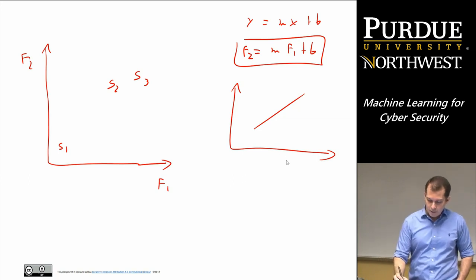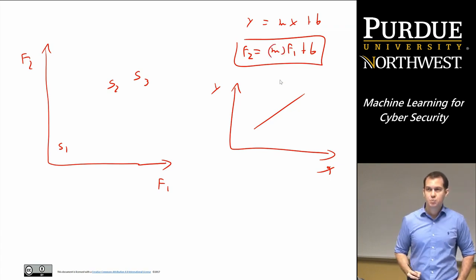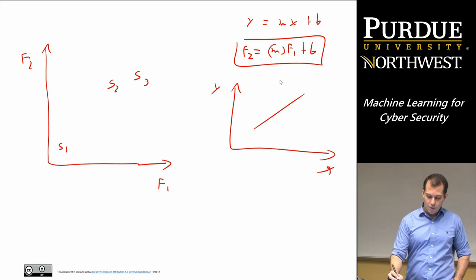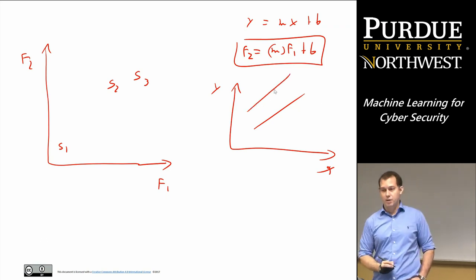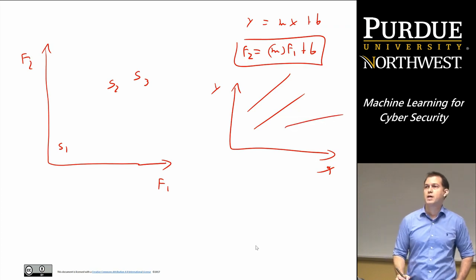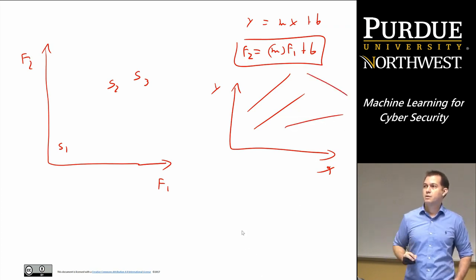So remember that the f1 or the x1 values can be whatever. Any value in y is correlated to any value in x. But the thing that determines that correlation is these parameters, m and b. If I draw another set of m and b, I get another line. Another set of m and b, I get another line. Another set, another line. Yes, sir? Where are the m and b coming from?